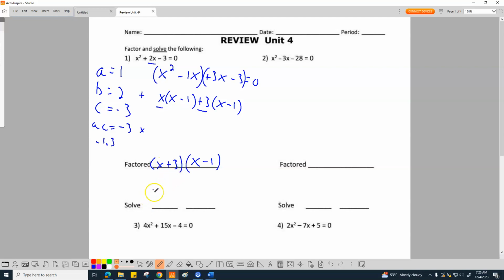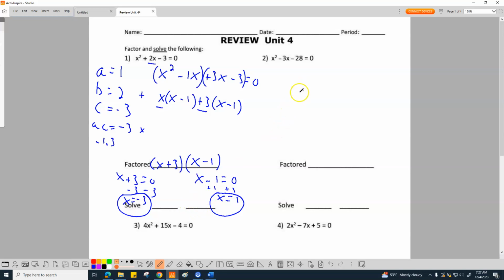Now, solving means set equal to 0. So when I solve, it means set this equal to 0 and solve it like a normal equation. So this is x equals negative 3 for the first one. For the second one, I'm going to set that factor equal to 0 and add 1 to both sides, and I get x equals 1 for my solved. So those are my two answers.